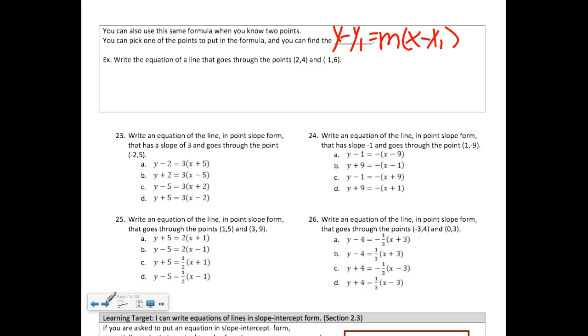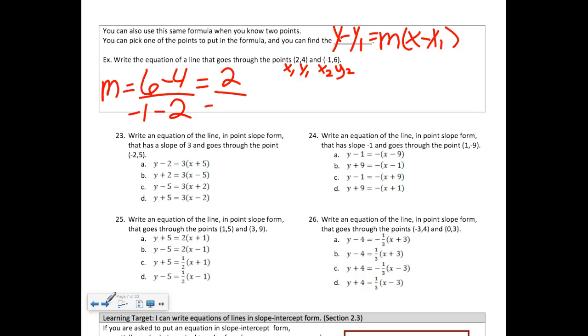So the first thing we have to do this time is find our slope. This is my x1, y1. This is my x2, y2. And we're going to find our slope. So I'm going to say 6 minus 4 over -1 minus 2. On top, we're going to have 2. And on bottom, we're going to have -3. So our slope is -2/3.